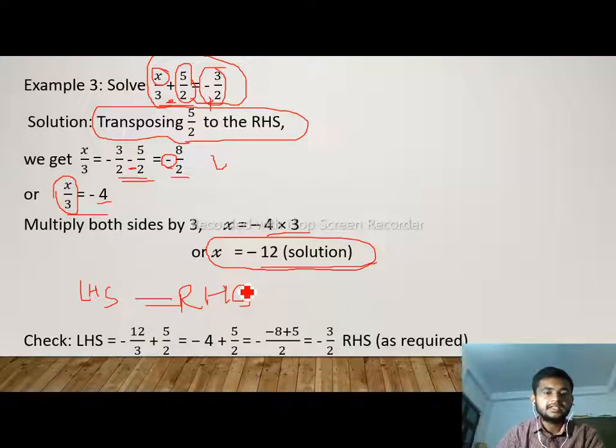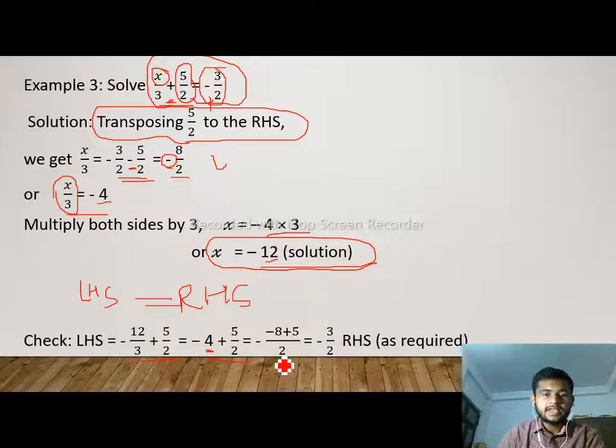Okay, x by 3. What do you get as x? x is minus 12. So minus 12 by 3 plus 5 by 2. Okay, minus 12 by 3 can also be written as minus 4, as 3 4s are 12. So minus 4 plus 5 by 2.